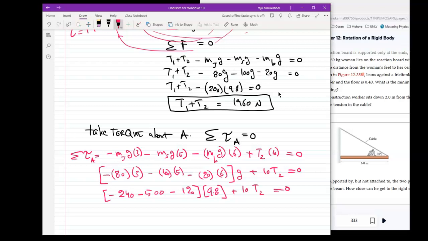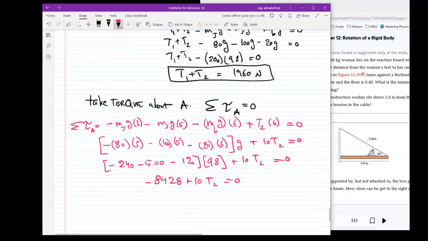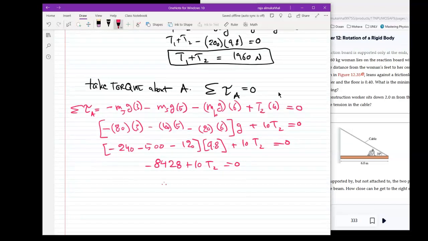As you can see, I was able to solve it. And multiply. I'm using my calculator because I made up all these numbers. So I have here 8,428 plus 10T2 equals 0. Oops, with a minus sign here. And so therefore, T2 is equal to 842.8 Newton. There we go.